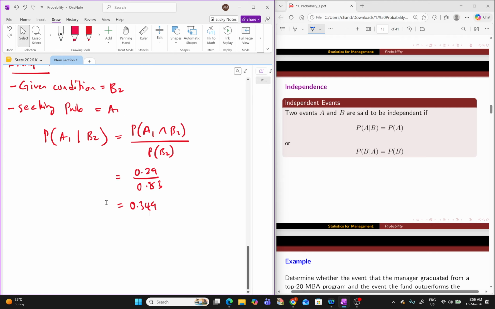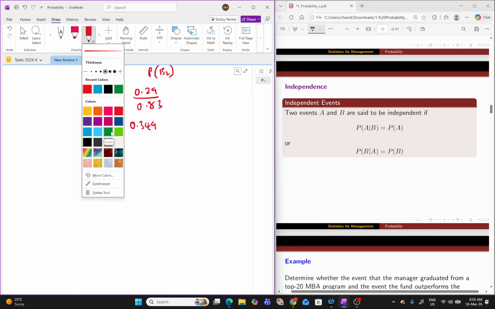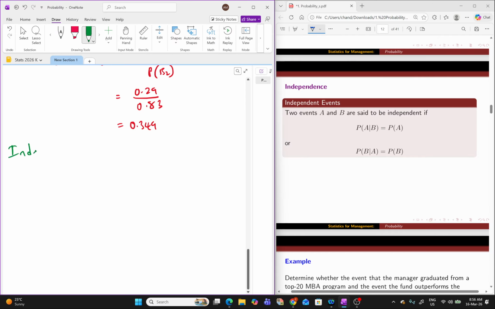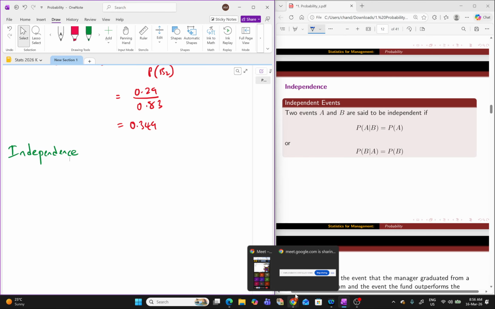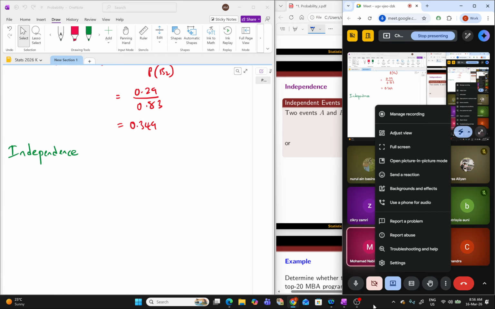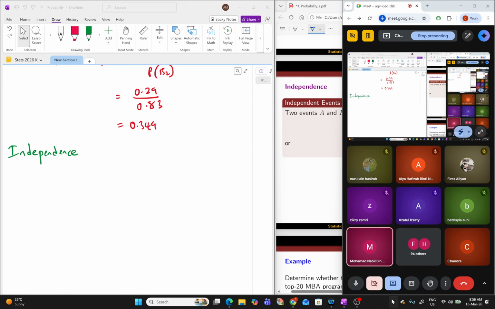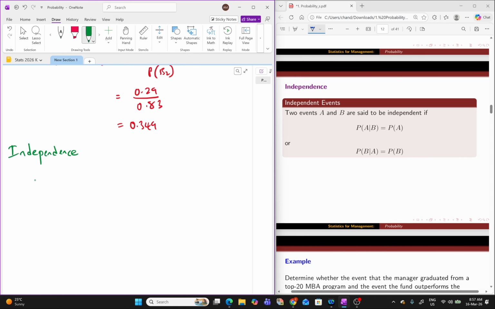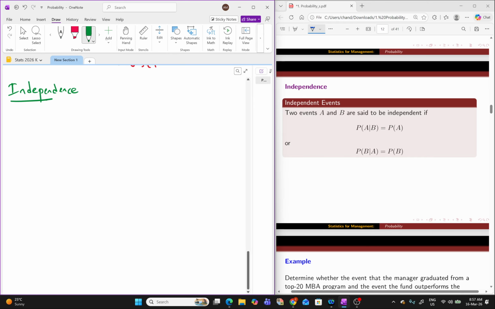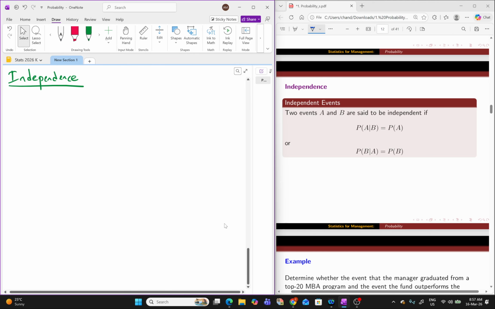Now under conditional probability, there's one special case known as independence. Two events A and B are said to be independent if this condition holds. If the probability of A given B is equal to the probability of A, then A and B are independent. Same goes for the other one.